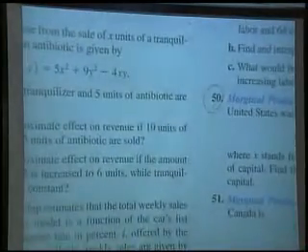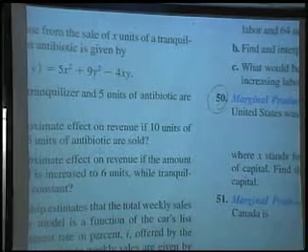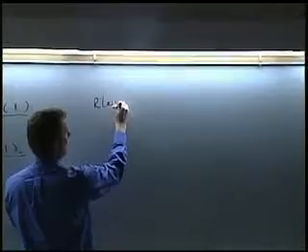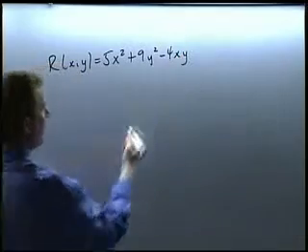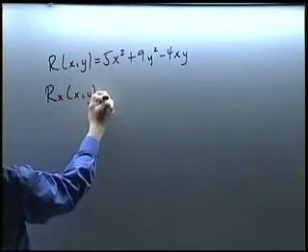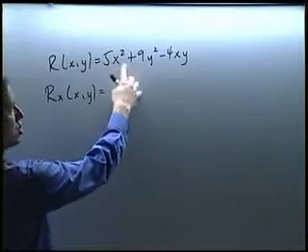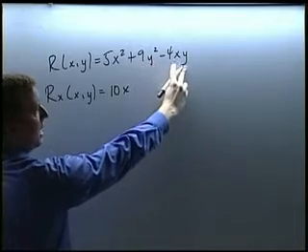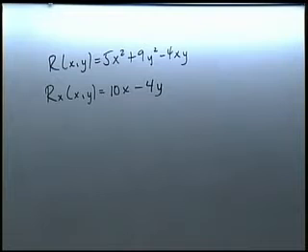I'll move this over so it doesn't fall down again. So we're going to take this revenue function, r of x y equals 5x squared plus 9y squared minus 4xy. We're going to take the derivative with respect to x because they wanted the x to change a little bit. We're going to go from 9 to 10. So what is my partial with respect to x? 10x, 0, and minus 4y. Right? So here is my partial derivative.